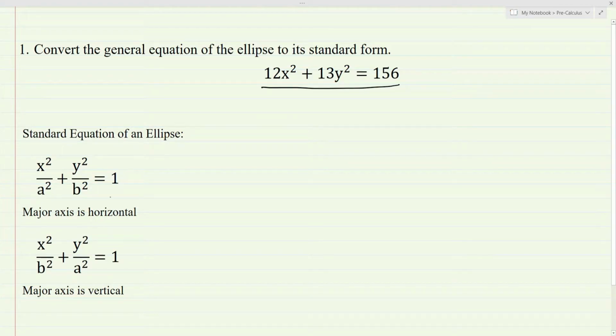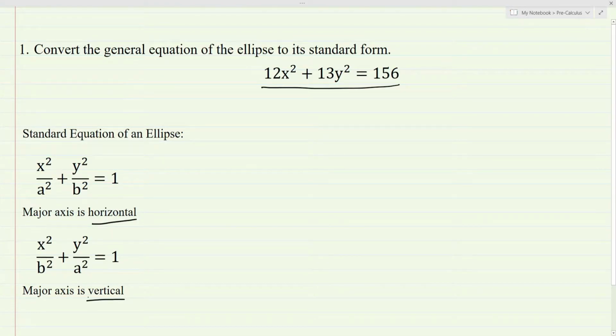That is the standard equation when the major axis of the ellipse is horizontal. The second one is x squared over b squared plus y squared over a squared equals 1. That is the standard equation when the major axis of the ellipse is vertical.